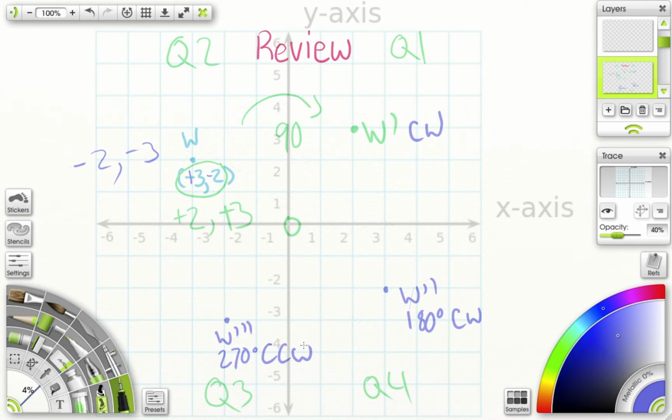So those are our rules of clockwise rotations. 90 degrees, switch them around, second digit becomes the opposite. 180, stay in the same position, they just become their opposite integers. 270 is switch them around, and the second one becomes negative. This is if we're starting in quadrant 2, of course.